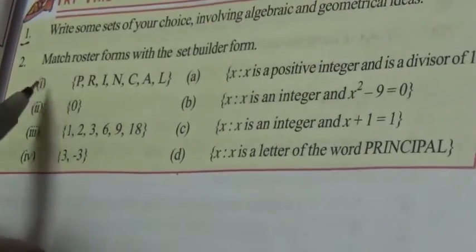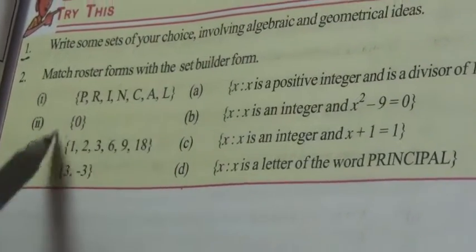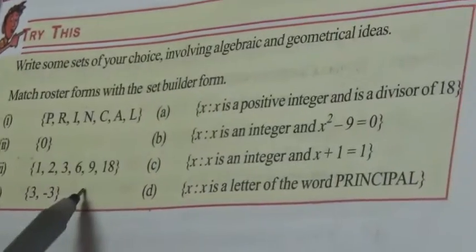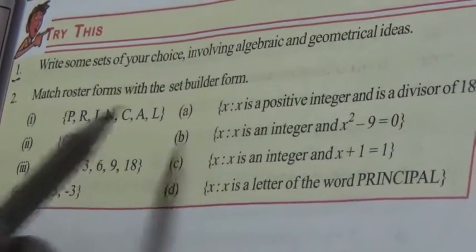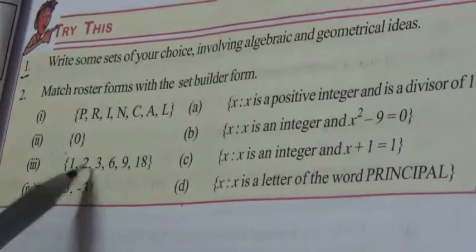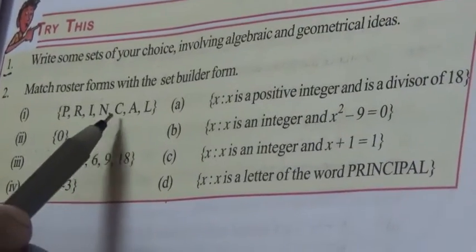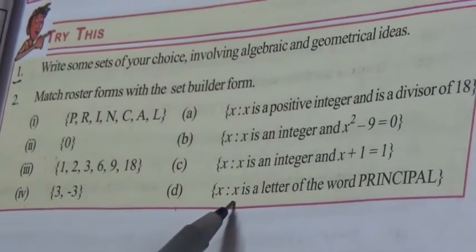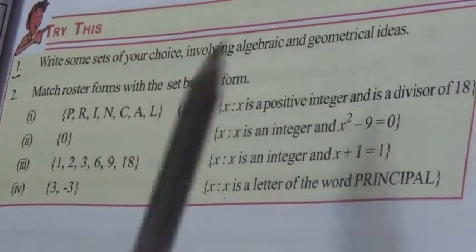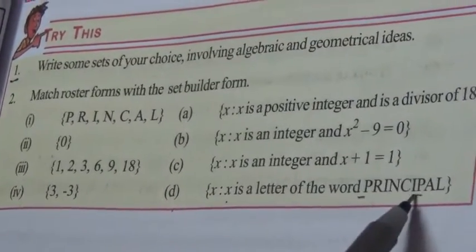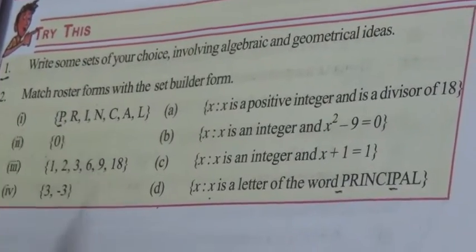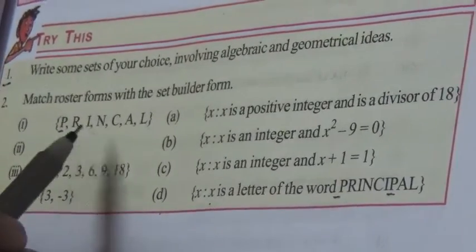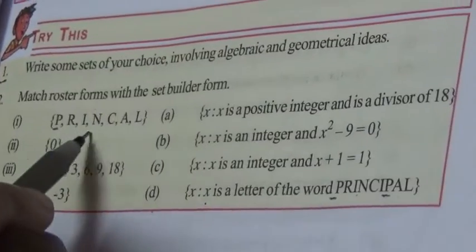Okay, so look here, the roster form. These all are roster forms, meaning listed forms. We have to choose the set builder form for these sets. PRINCIPAL. So D is the option. Why? Because P is repeated, that's why he wrote it only once. I is also repeated two times, that's why he wrote it only once.